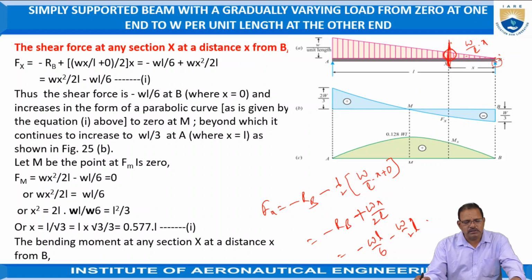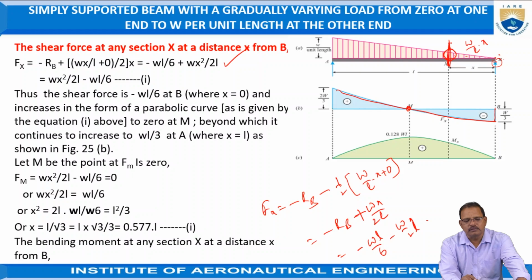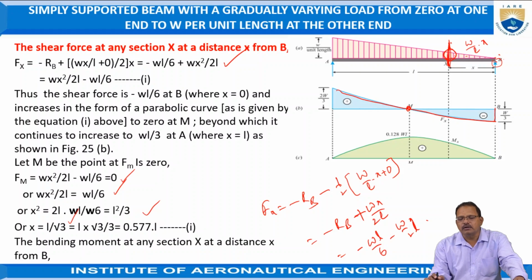Let M be the point at which the shear force is equal to 0. The shear force follows a parabolic curve between these two points. That is where the shear force becomes 0, calculated using the relation Fx is equal to minus WL by 6 plus W into X square by 2L. When Fx is equal to 0, substituting the values we get X is equal to L by root 3, which is equal to 0.577 L. This is the point where the shear force becomes 0, at which the bending moment is maximum.